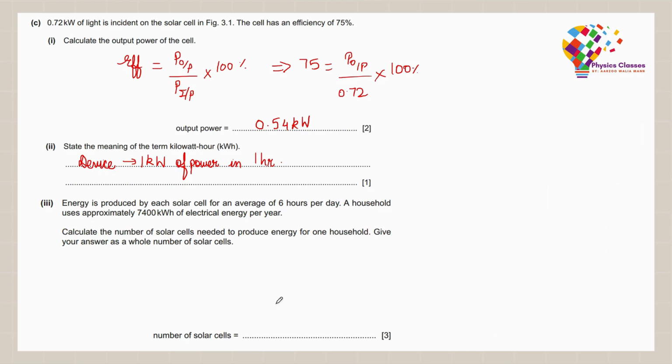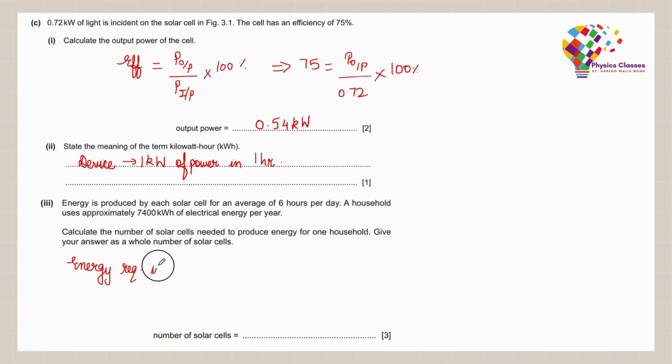For the third part, energy is produced by each solar cell for an average of 6 hours per day. A household uses approximately 7,400 kilowatt hours of electrical energy per year. Calculate the number of cells that are needed to produce energy for one household. Give your answer as a whole number of cells. Okay. So we need 7,400 kilowatt hours of energy per year.